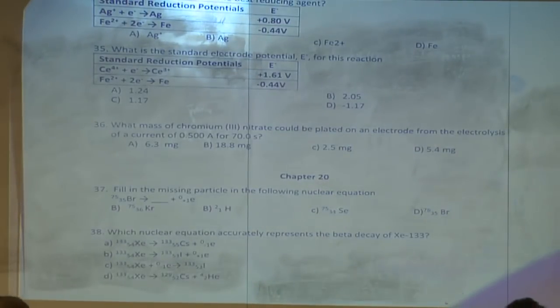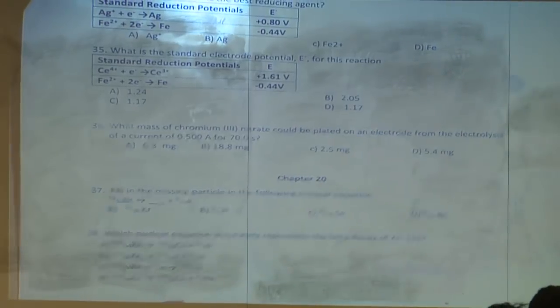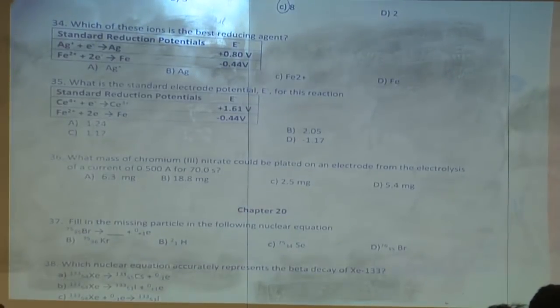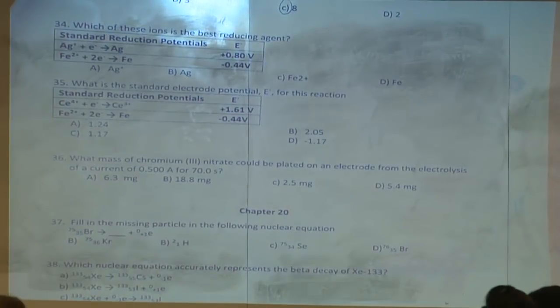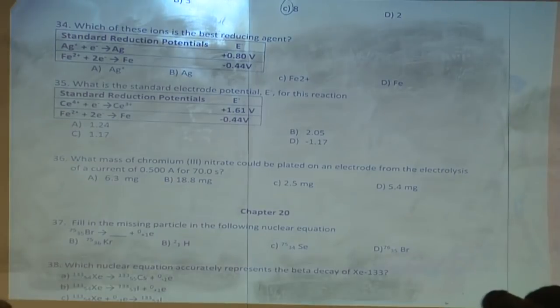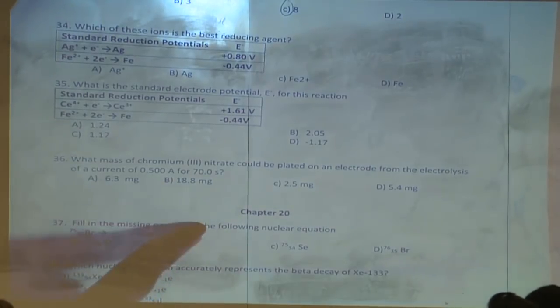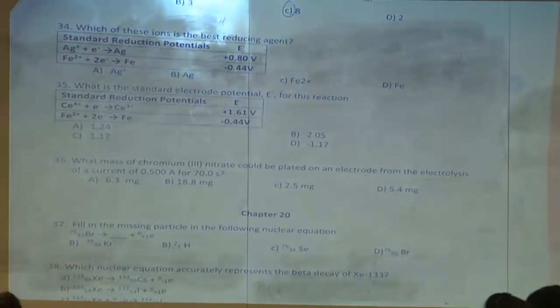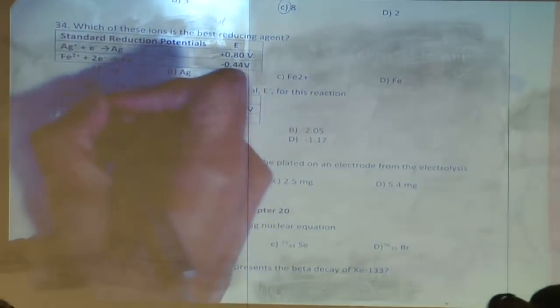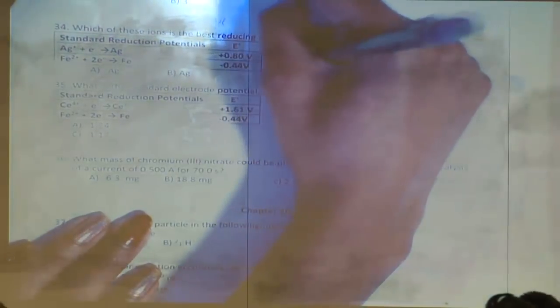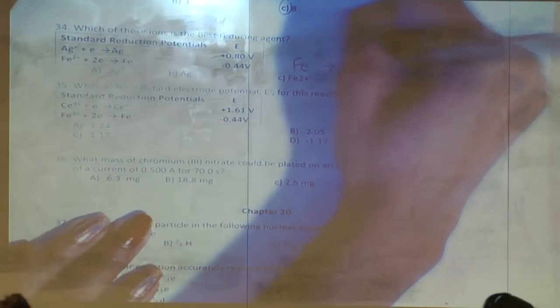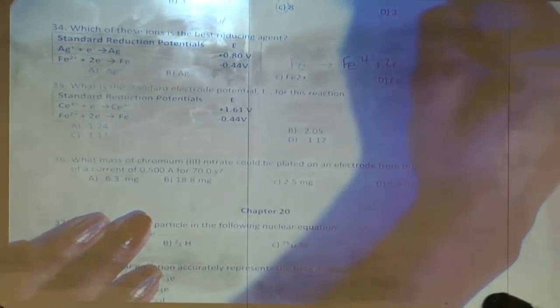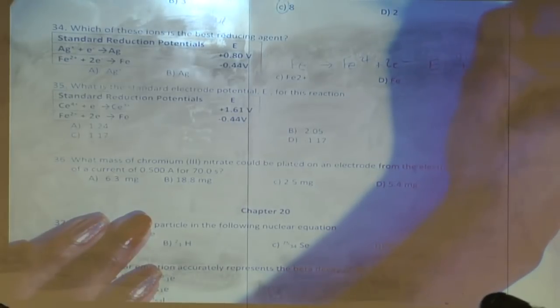Now we're going to go to 34. So this says which of these ions is the best reducing agent. When we look at these, they always give us the reduction half, but when a reaction occurs, the oxidation and reduction both occur. So it means we need to flip one of these so the oxidation happens. So we keep the higher number and we flip the smaller, the one that's closer to 0. So we're going to flip iron. So that means Fe. That means the E of the cell for this one is now plus 0.44.